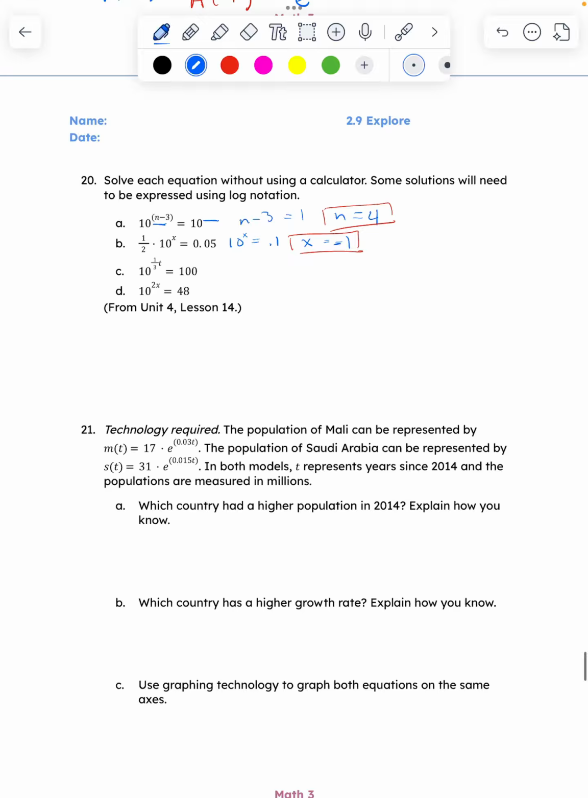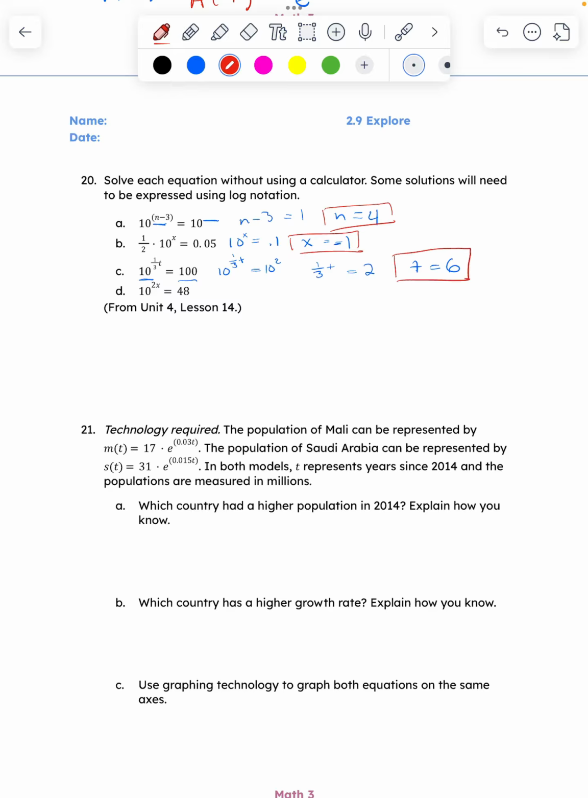Okay, similar game. I'm going to this time rewrite 100 as 10 to a power because I have 10 to a power on my other side, and it seems harder to get 100 as my base when I have stuff going on in my exponent. So I can say that 10 to the 1/3 t equals 10 squared, as 100 is 10 squared. And I know those powers have to be the same, so 1/3 t has to equal 2. Multiply both sides by 3 to get rid of that coefficient, and t has to equal 6. 3 down, 1 to go.